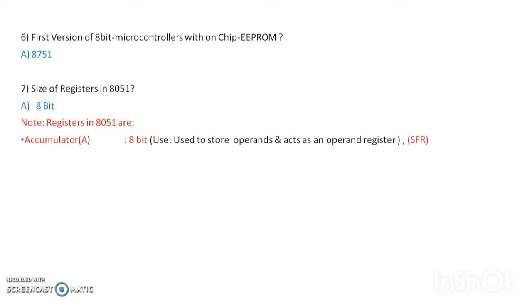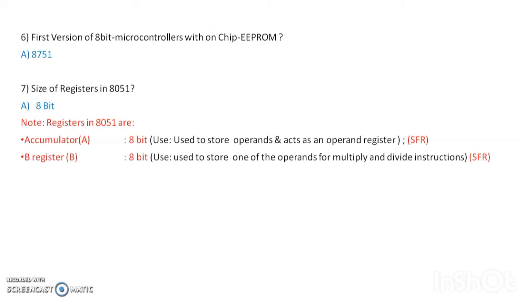Accumulator, the A register, which is 8-bit. The main use of this register is to store operands and act as an operand register, which means this register is used to store the values when we want to make any subtraction or addition. So we can store the operands in this particular register. Register number 2, the B register. It is also an 8-bit register and is used to store the operands of multiply and divide instructions. So this is also an important bit. They will ask you: dash register is used to store the operands for multiply and divide instructions. So the answer will be the B register.